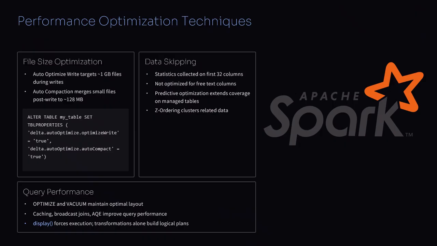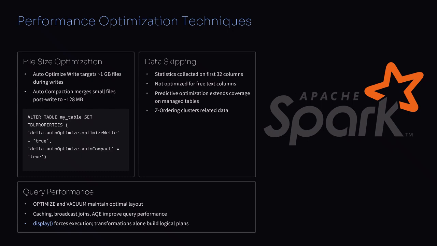Optimizing performance is key, and it's definitely going to be something that you'll be tested on for this exam. Auto-optimize aims for a 1 GB file size during writes, and auto-compaction merges smaller files to around 128 MB to improve query speed and storage efficiency. Delta Lake collects statistics on the first 32 columns to enable data skipping during queries, improving speed, though it's less effective with free text columns.